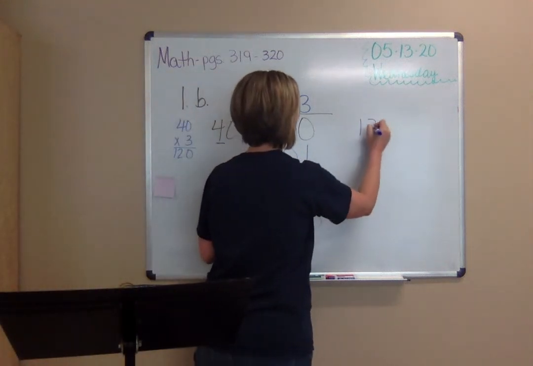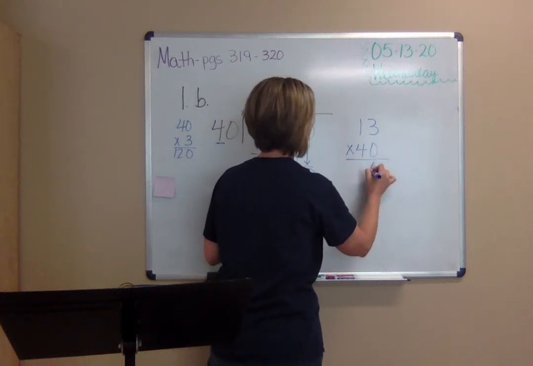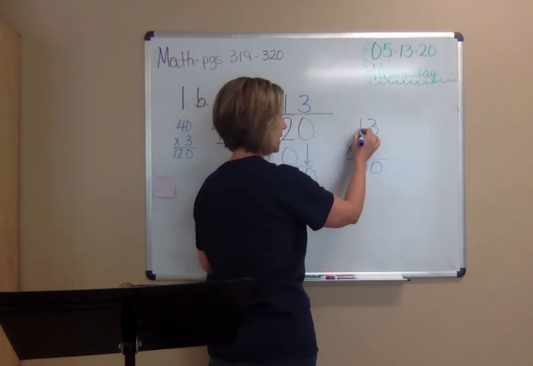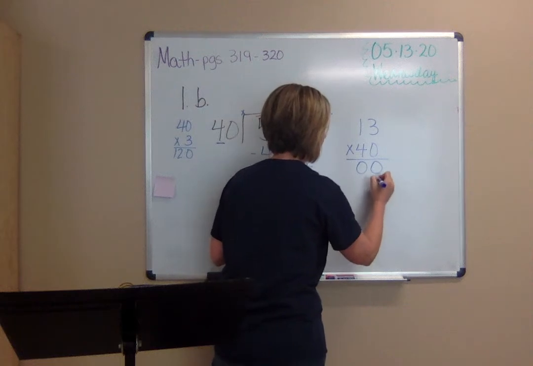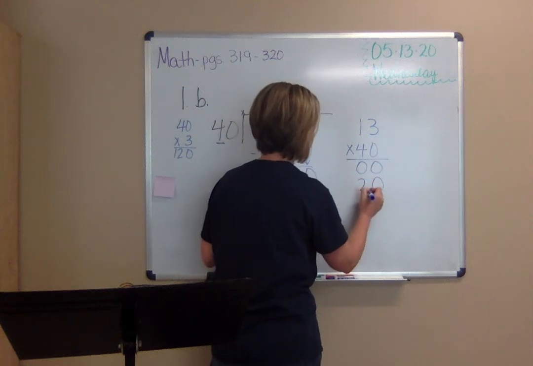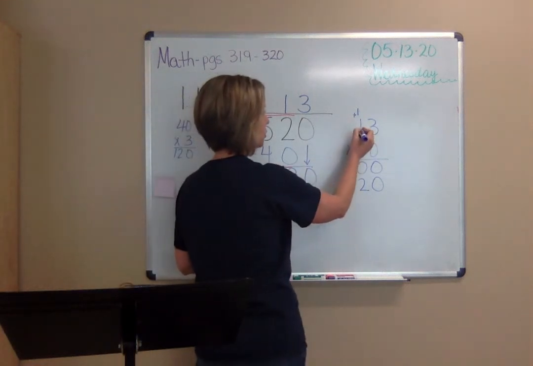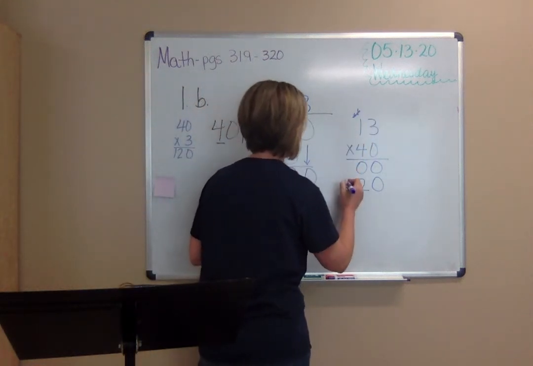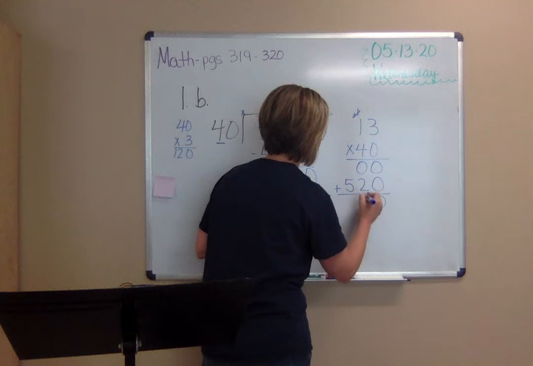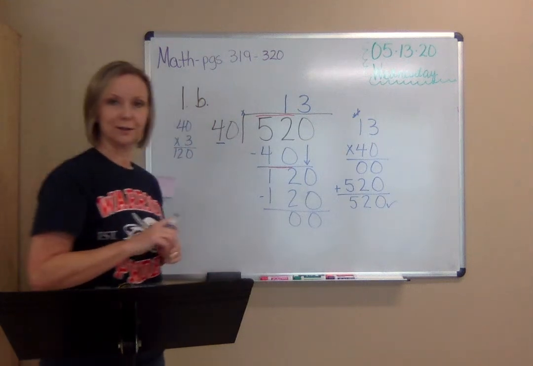13 times 40. 0 times 3 equals 0. 0 times 1 equals 0. We're moving over to the 4 place, so we're saying 13 times 40. So we're going to pop in that placeholder since we're moving over. 4 times 3 equals 12. The 2 goes down. Plus 1 goes up. 4 times 1 equals 4. Plus 1 equals 5. And then we add 0. 0 plus 2 equals 2. 0 plus 5 equals 5. And hallelujah, it checks.